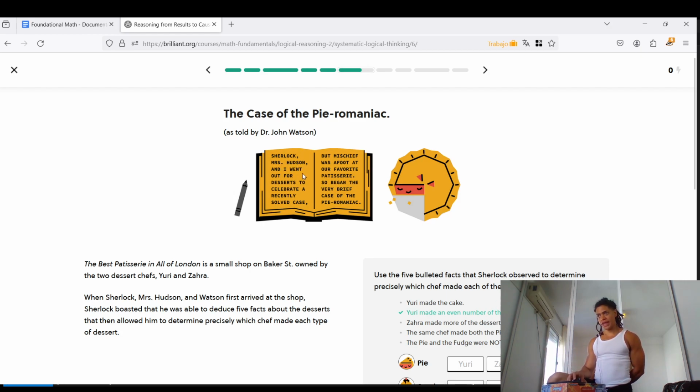Sherlock, Mr. Hudson, and I went out of the desert to celebrate a recently solved game. But mischief was afoot. Mischief. This is so British, by the way. But mischief was afoot. Pero una travesura fue cometida. In Spanish. At our favorite pasticier. Nuestro favorito pastelero. So began the very brief case of the pyromaniac.